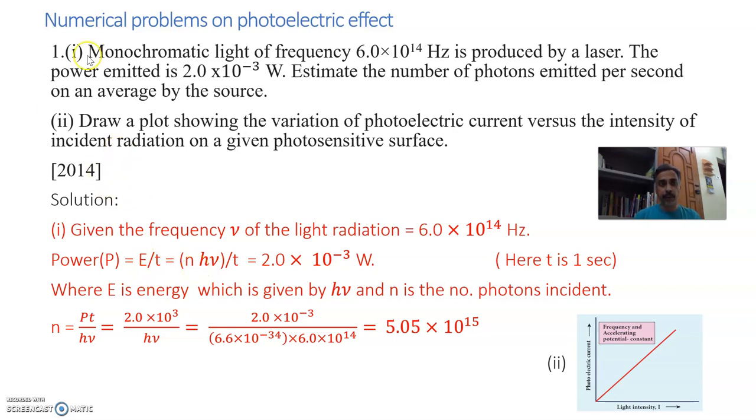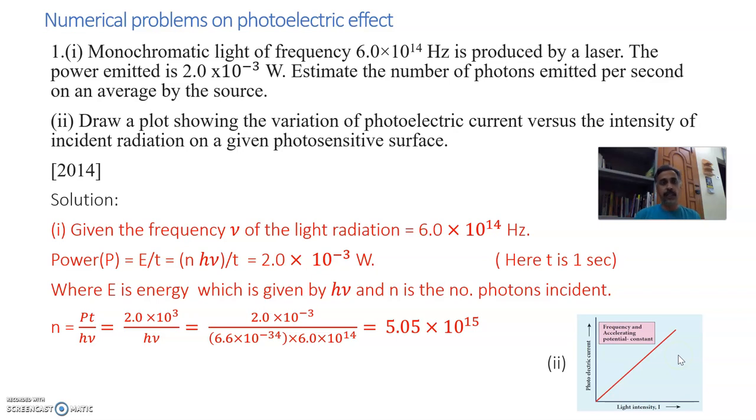The second part of this problem reads: draw a plot showing the variation of the photoelectric current versus intensity. This is a straightforward question, as we have seen in the previous video while discussing the photoelectric effect theory. Therefore, on the x-axis we take the intensity of the incident radiation, and on the y-axis we take the photocurrent. This is directly proportional, so we are going to get a linear curve. It is as simple as that.